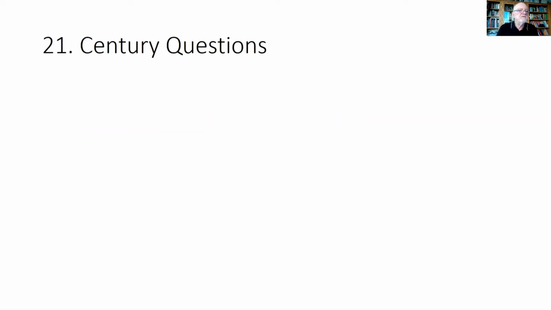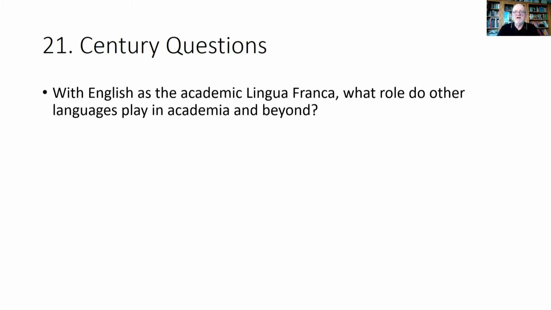Now, there are what I call 21st century questions when it comes to languages or the integration of languages or language policies in academic institutions. The first question is, with English as the academic lingua franca, what role do other languages play in academia and beyond? Is the teaching of languages in schools the end of language teaching for most of our students, or would we like to send them outside the university? If you want to learn Spanish, Chinese, whatever, you can go to outside institutions. You can go to private language schools, or let's say go to the Instituto Cervantes for Spanish, or go to the Confucius Institute.